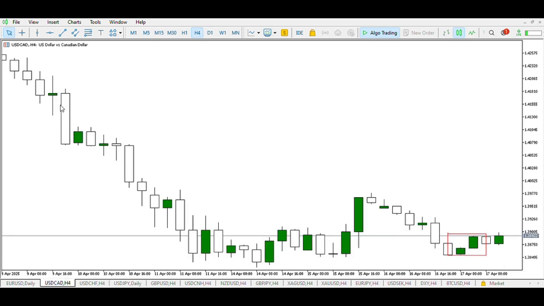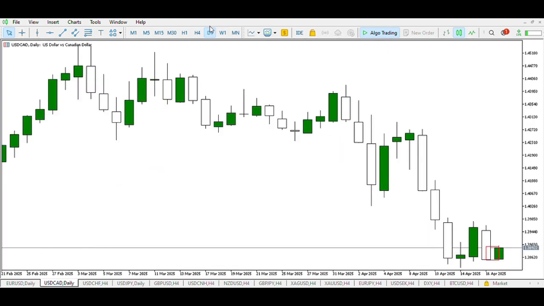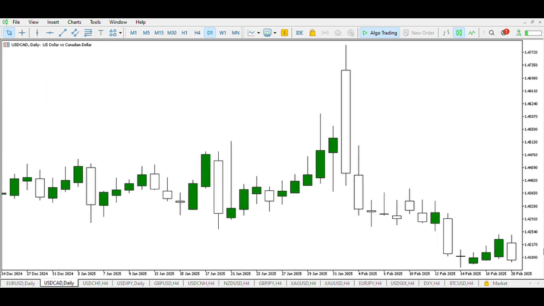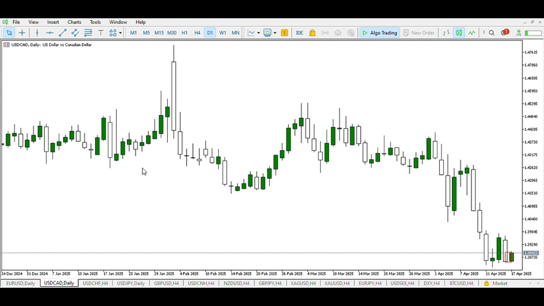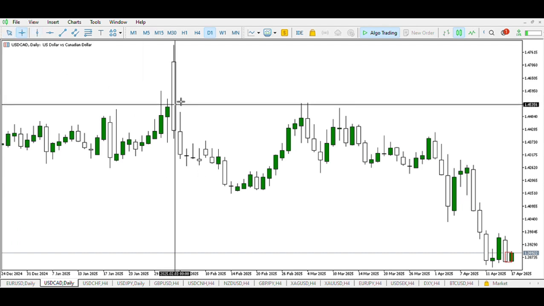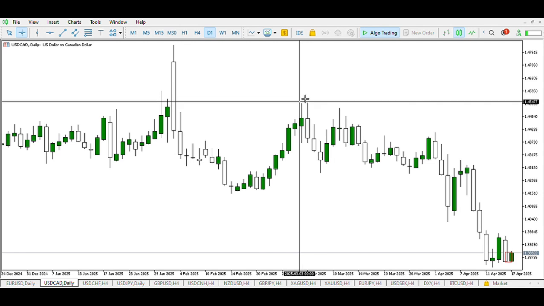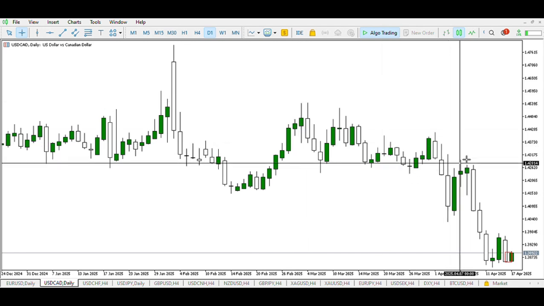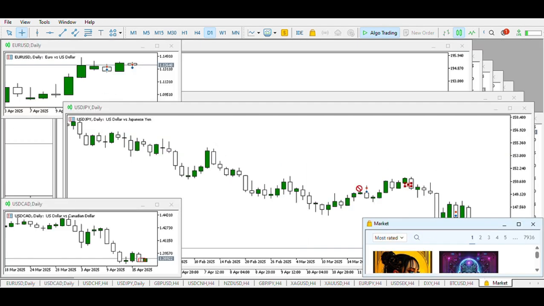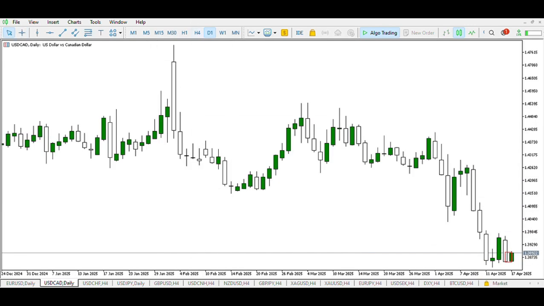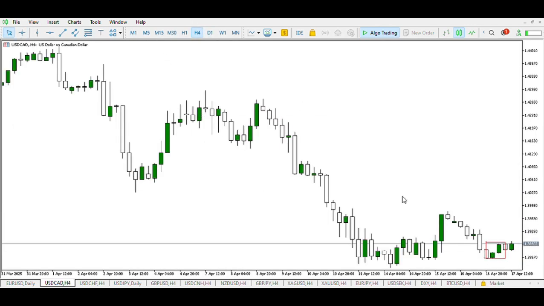On USD CAD, let us check on the daily time frame. Just zoom out. On the daily time frame, you can see the order flow is bearish. Price made a lower low, a higher low, a lower low, a higher low. Then we can move ahead to the 4-hour chart, if you are a swing trader, to look for bearish opportunities.